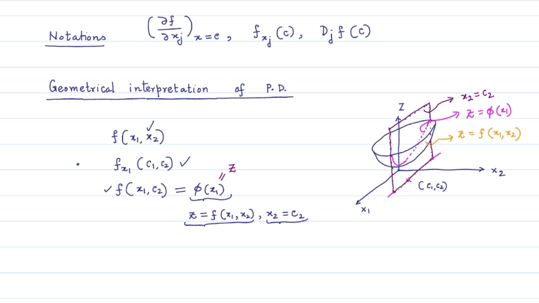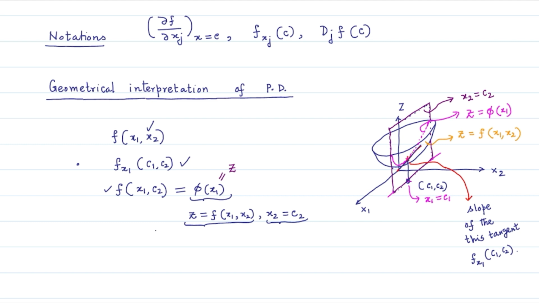At this point c1, c2, the value of the variable x1 is equal to c1. Now at this point x1 equal to c1, we find the corresponding point on the curve z equal to phi of x1 and find the slope of the tangent to the curve z equal to phi of x1 at the point x1 equal to c1, and the slope of this tangent line at the point c1 c2 is the partial derivative value of the function f with respect to x1 at the point c1 c2.